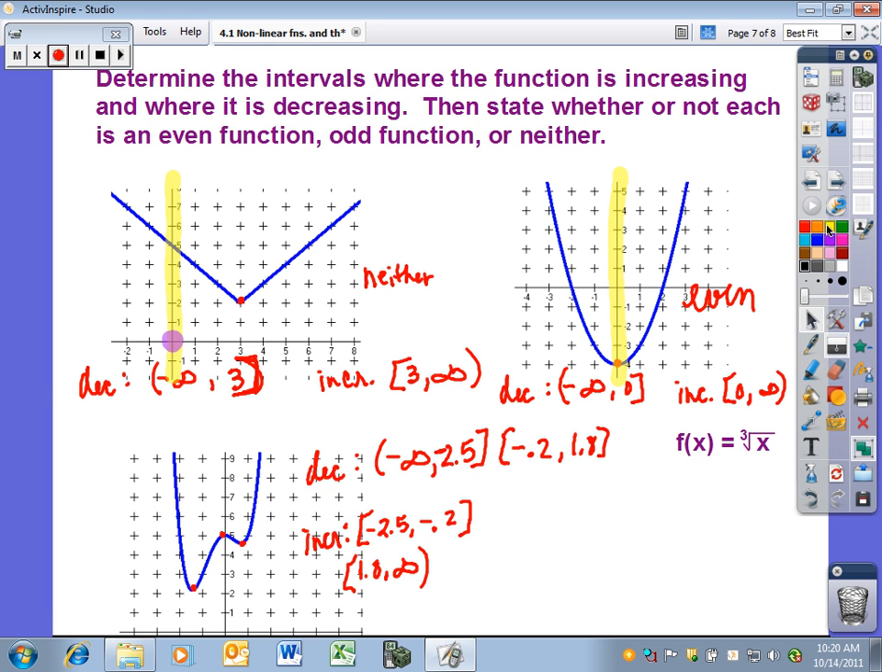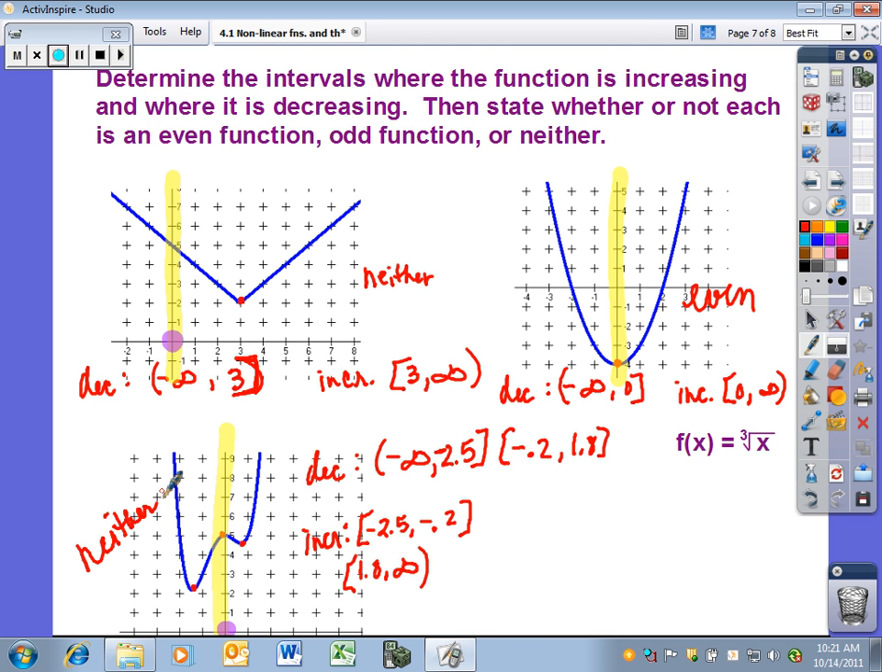Then, if it's even, it's symmetric over this axis. Is that symmetric? No. Is it symmetric over that axis? No. If it's odd, it is symmetric around this point. Is it symmetric around that point? No, it doesn't even go through that point. So again, this is neither an even nor an odd function.